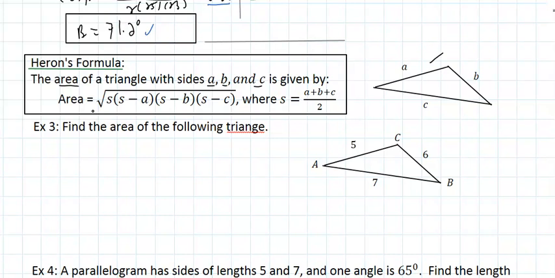If I want to use Heron's formula, I'll give it to you on the exam, where area is the square root of S times S minus A times S minus B times S minus C, where S is almost the average of the sides. You add those up and divide by 2. Straightforward really.